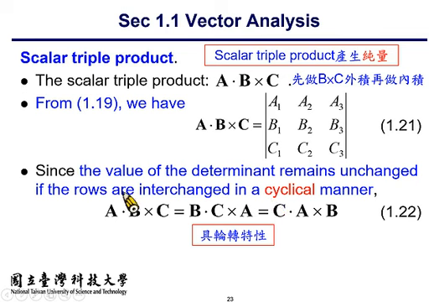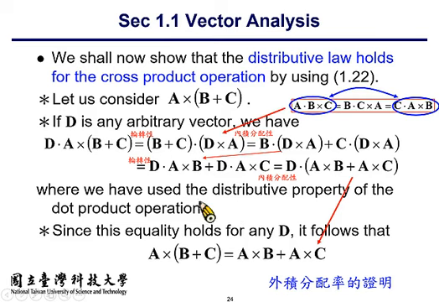the rows are interchanged in a cyclic manner. So you can move the first row A into the second row, and if you move the second row B to the third row and the third row back to the first row, then the result is the same. So A dot B cross C equals B dot C cross A. You can verify that yourself.